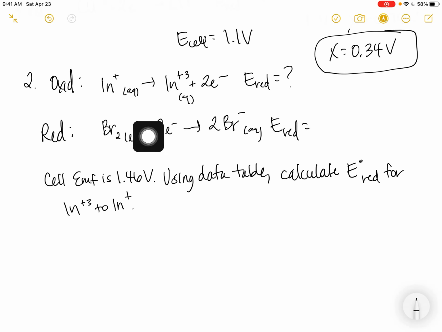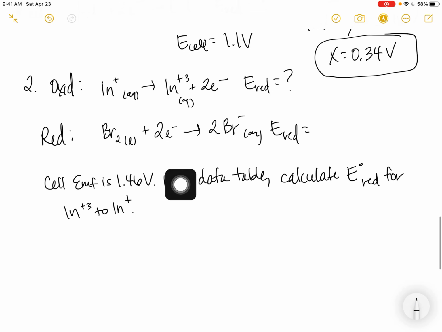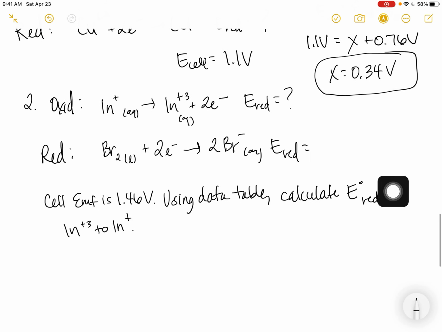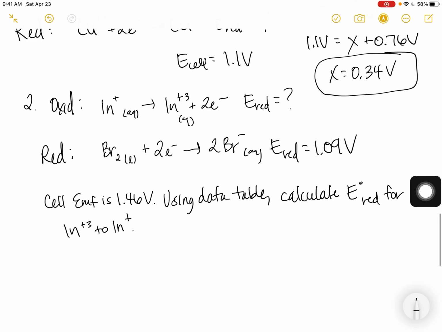So I know E of the cell, which means I need to go to my table and find the reduction potential for when Br2 gains 2 electrons. Br2 gains, there it is. When Br2 gains 2 electrons, 1.09 is the reduction potential. Right, I don't need to flip a sign because this is in fact reduction.